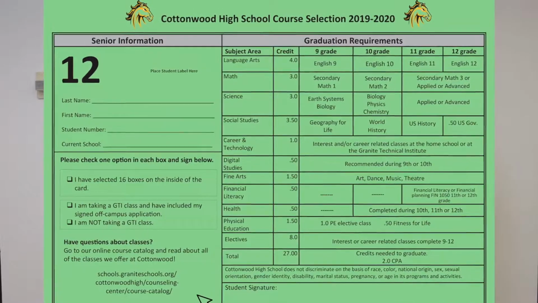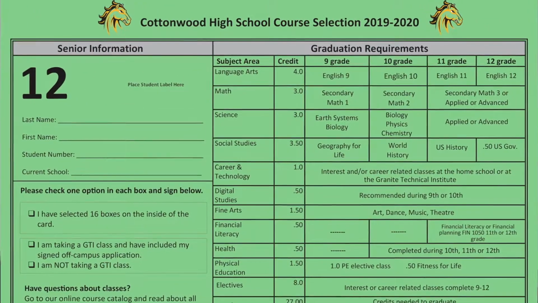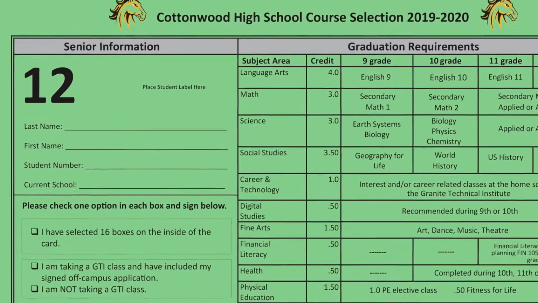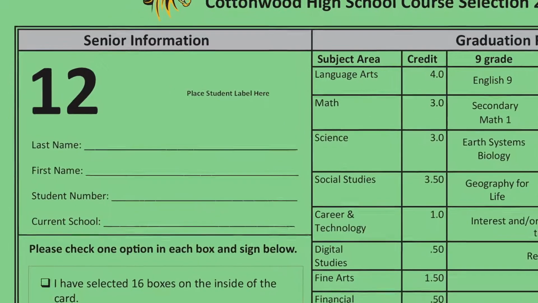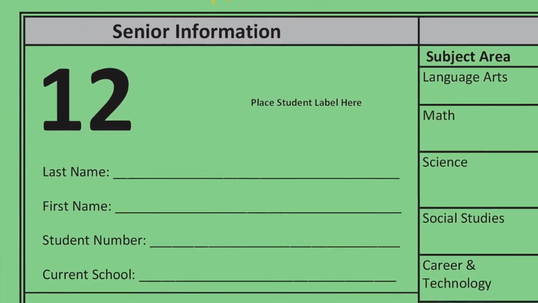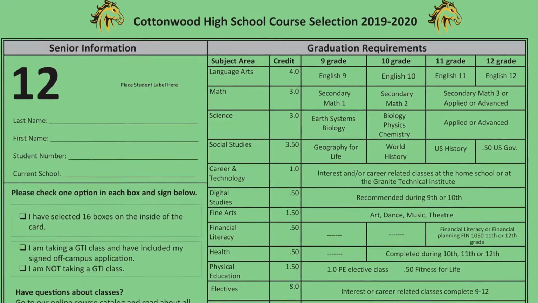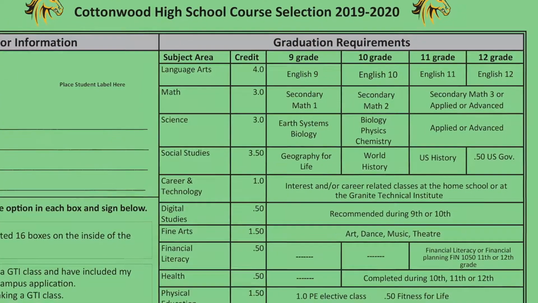Once you have your supplies ready, take a look at your course selection card. On the front, you should see the number for the grade you'll be in next year, as well as spaces for your name and student number. It's important you have the correct course selection card and crucial that you fill out your personal information correctly and completely. You can see the graduation requirements on the front of your course selection card.